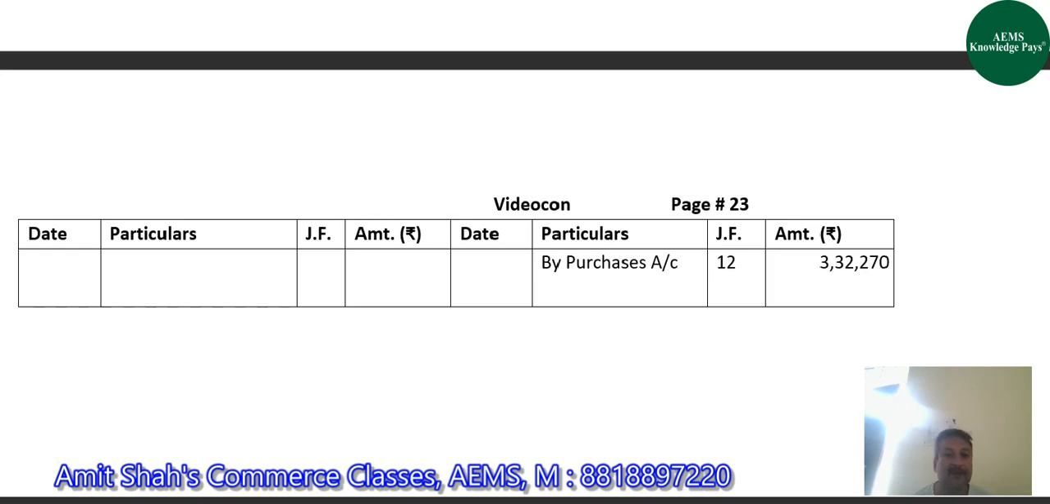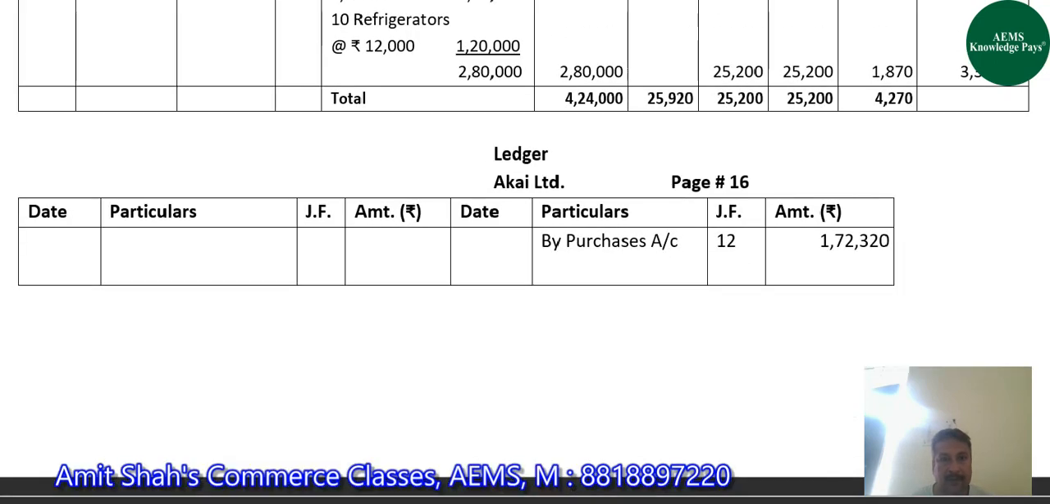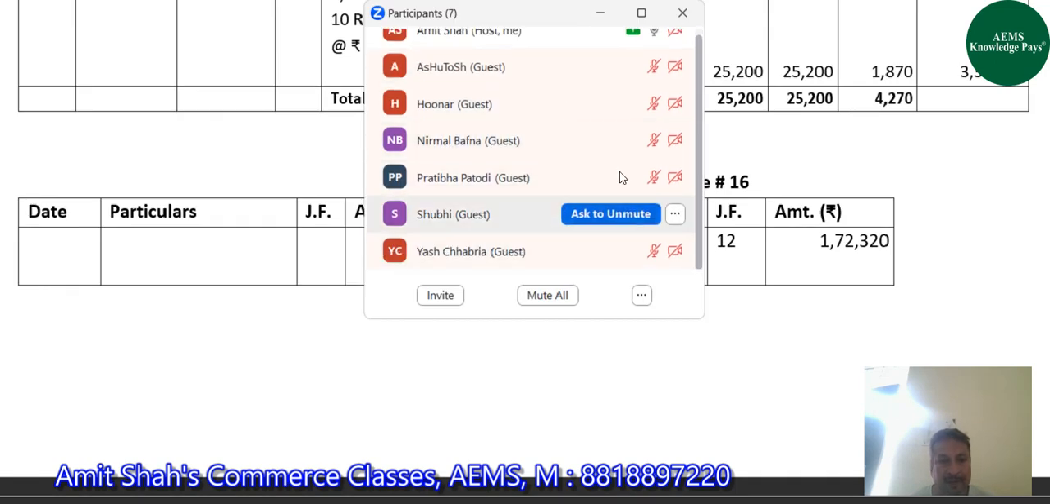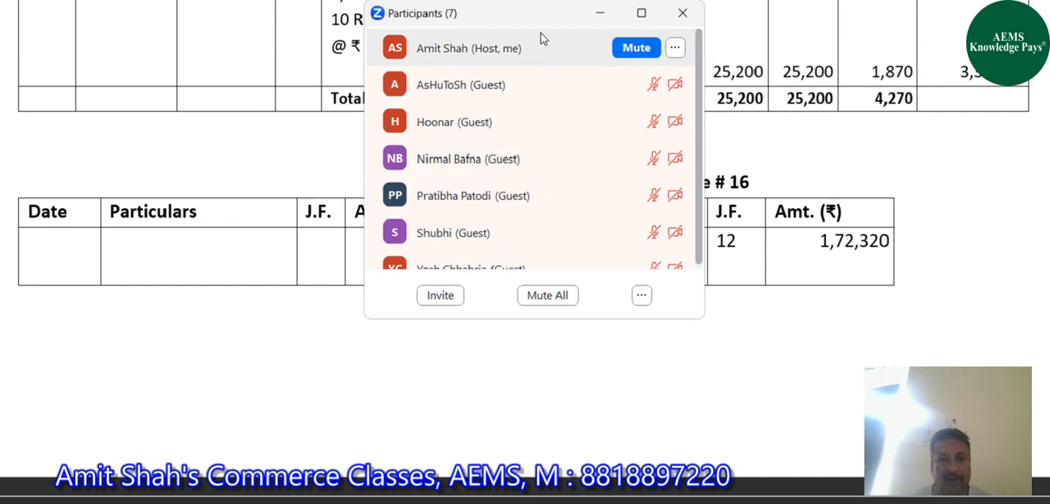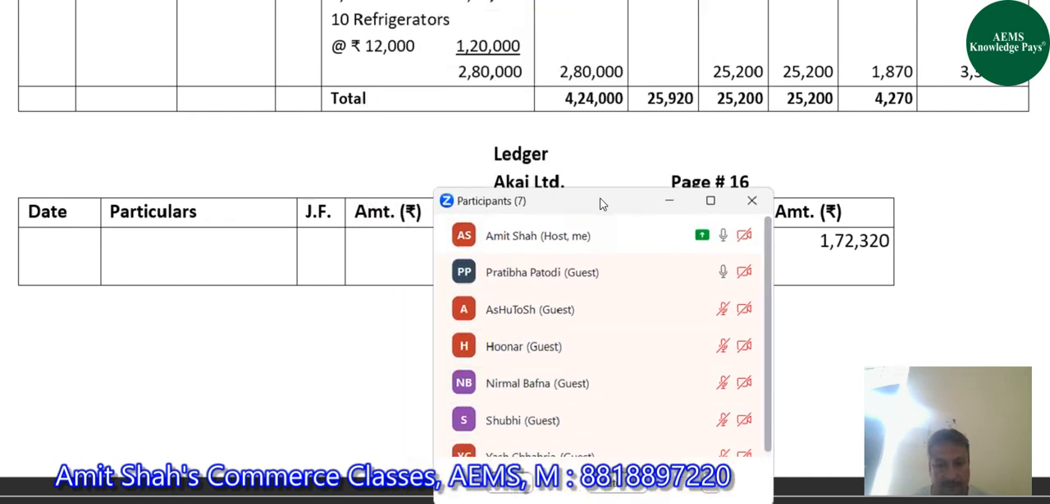I'm asking, guys, all. Have you understood this? Yes, sir. Others, have you got this? Yash, Hunar, yes, Shubhi, sir. Yes, sir. Ashutosh, Aryan. Aryan, have you got this? Yes, sir.